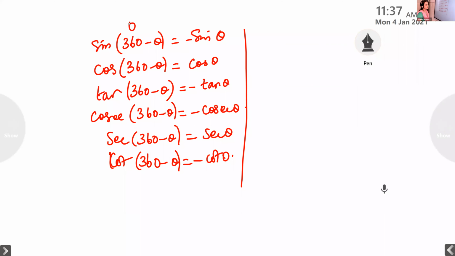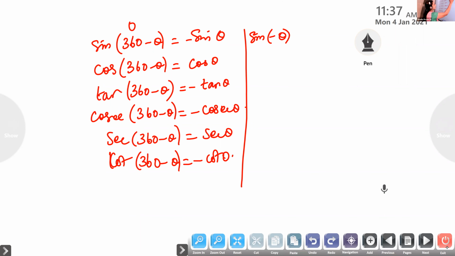Is it correct? 360 will coincide with 0. What is 0 minus theta? Minus theta. So sine of minus theta is minus sine theta. What will be cos of minus theta? For cos, whenever we have a negative angle, it will be positive. Cos of minus theta will be cos theta.